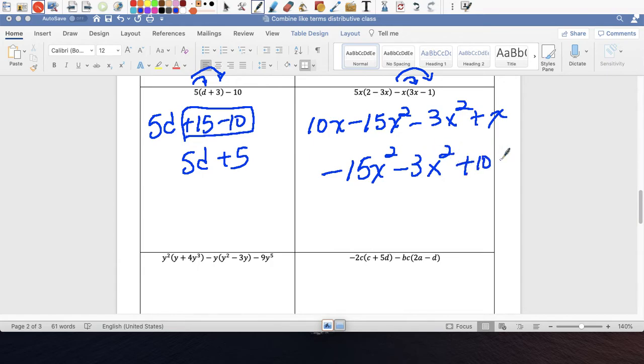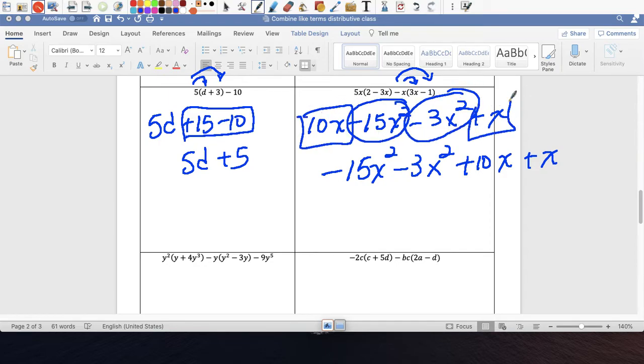I move things around a little bit, okay? So these two came to the front, and this came to the back. So negative 15x minus 3x squared is negative 18x squared. And plus 10x and x is just plus 11x. Move on.